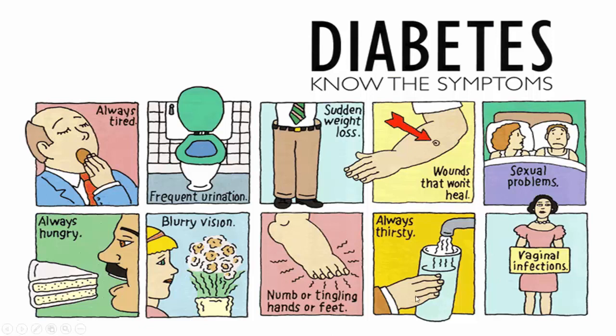People tend to say that they are tired, they are urinating often, they're also very thirsty. This is the body's way of trying to flush out the extra blood sugar. They may have lost weight without really trying. You may notice that you have wounds, or cuts, or infections that don't heal. Oftentimes, sexual problems are caused by high blood sugar. Blurry vision, always hungry because the sugar is not able to get into the cells. Some people notice numbness or tingling in their hands and feet.